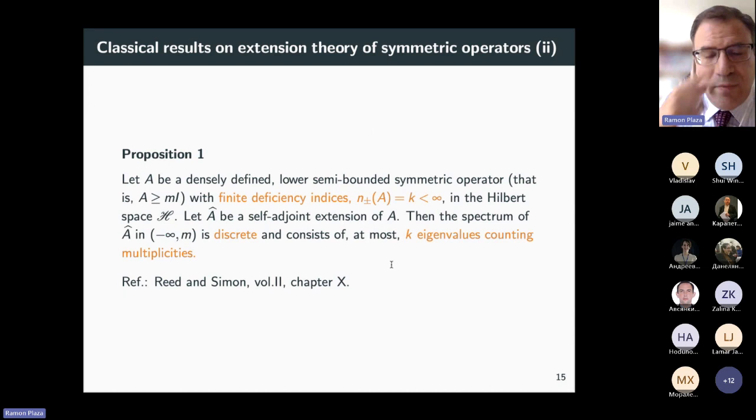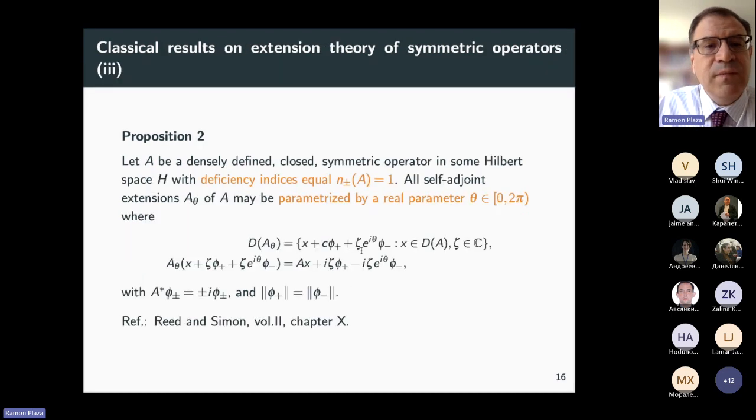The second result that will be used is the following. Suppose that A is a densely defined lower semi-bounded symmetric operator, bounded below by M, and suppose that this operator has finite deficiency indices equal to k in the Hilbert space H. If you have a self-adjoint extension of A, which we denote by A hat, then the spectrum of A hat in minus infinity to M is discrete and consists of at most k eigenvalues counting multiplicities. This is also a result you can find in the book by Reed and Simon.